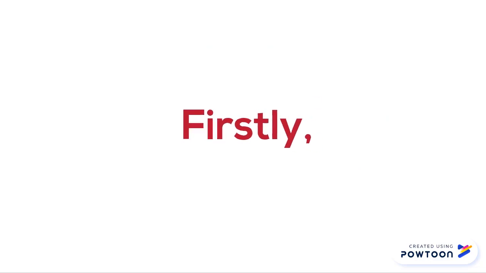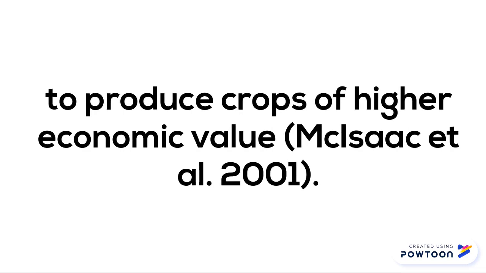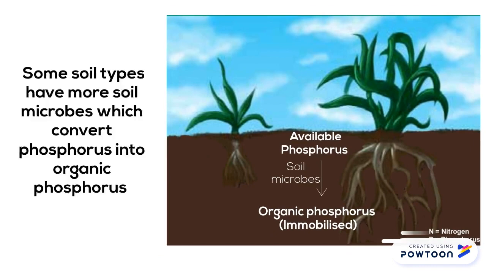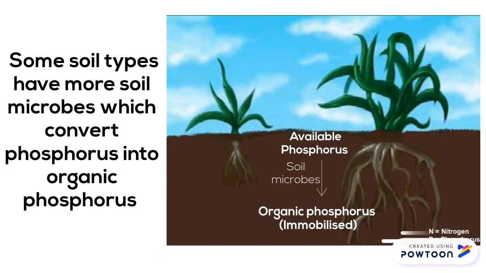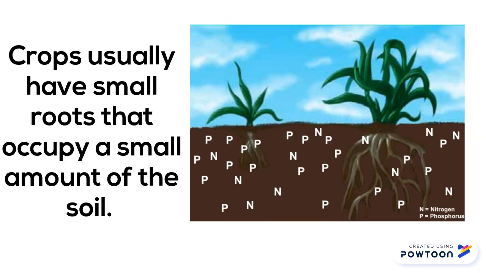Firstly, fertilizer is being used excessively by farmers, even when not necessary, to produce crops of higher economic value. However, this isn't necessarily true because depending on the soil type, there are soil microbes that might be present, which are responsible for converting phosphorus into organic phosphorus, which cannot be absorbed by the plant roots.